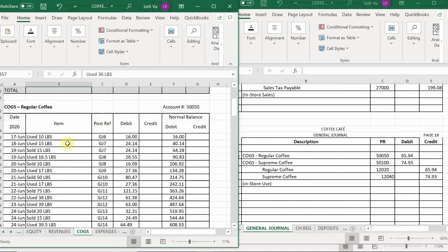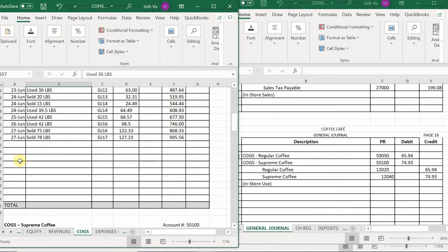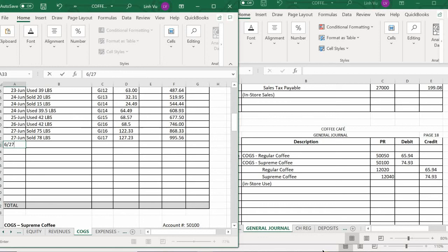So, cost of goods sold, regular coffee. Sold 40 pounds, or used 40 pounds. General Journal 17. Our debit amount is $65.94. And that's going to bring our debit total to $1,061.50. Good, excellent.